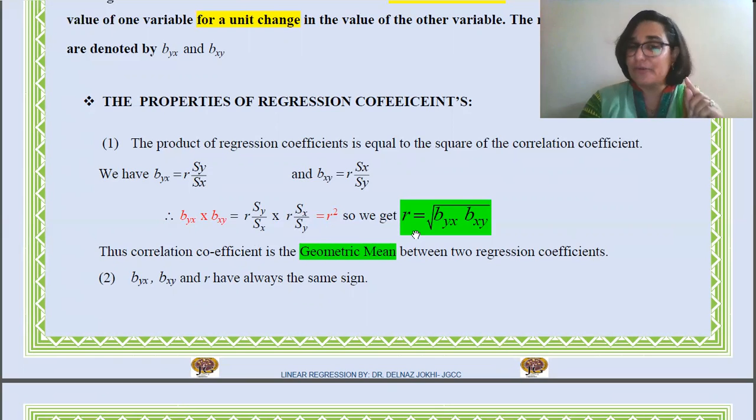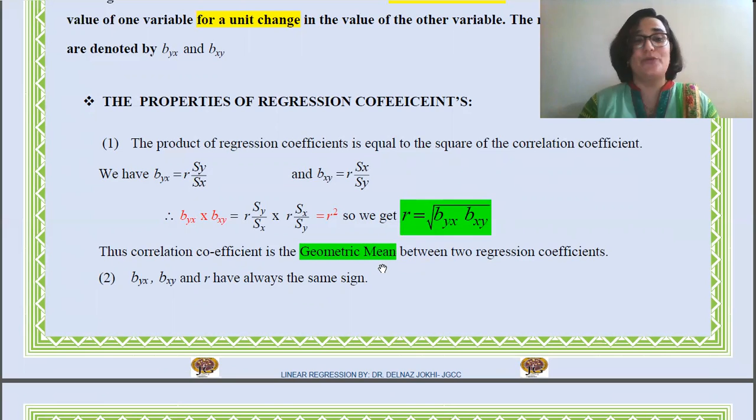Great. अब ये जो आपको green highlight में दिख रहा है, R is equal to under root byx bxy. What is this? It's a very important theory. आपकी इस टाइम के एग्जाम में भी आ सकता है. Read. The correlation coefficient R, which you already know, is the geometric mean between the two regression coefficients. यही green color. The correlation coefficient R is the geometric mean under root byx bxy between the two regression coefficients.